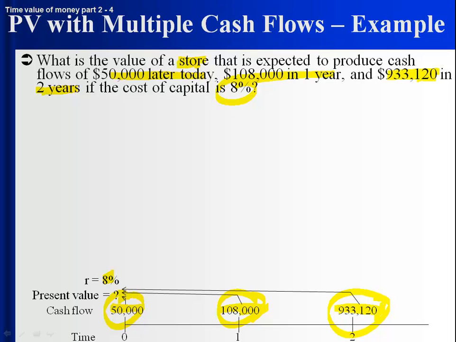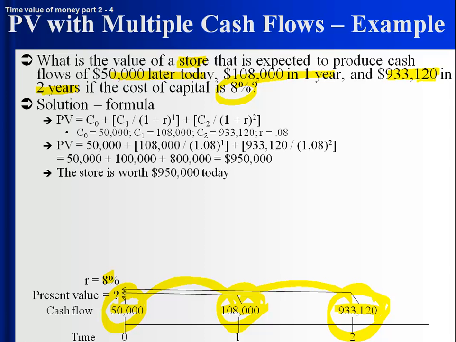So we're just going to take the present value. It's going to be 50,000 plus 108,000 divided by 1.08 plus 933,120 divided by 1.08 squared. And when we do that, we see that the 50,000 that we expect later today is worth 50,000. 108,000 in 1 year is worth 100,000 today, and 933,120 in 2 years is worth 800,000 today. So the value of this store today is 950,000.